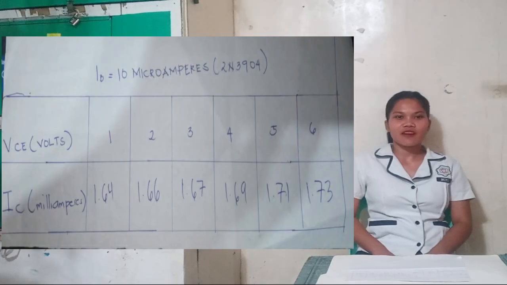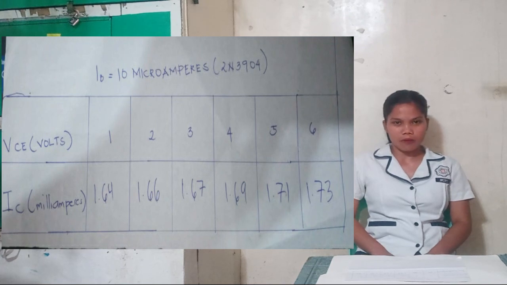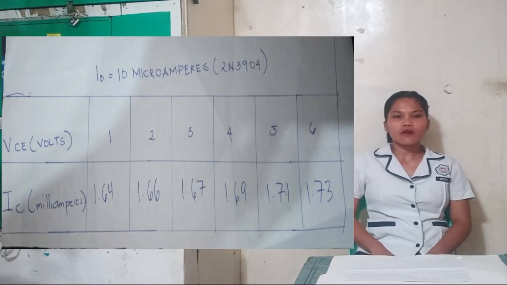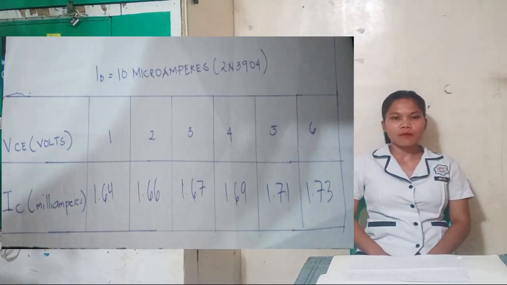This table describes how the collector current of a 2N3904 transistor varies with increased collector emitter voltage with the base current kept constant at 10 microamperes. Collector emitter voltage increased from 1 volt to 6 volts. The collector current rose only slightly from 1.64 to 1.73.